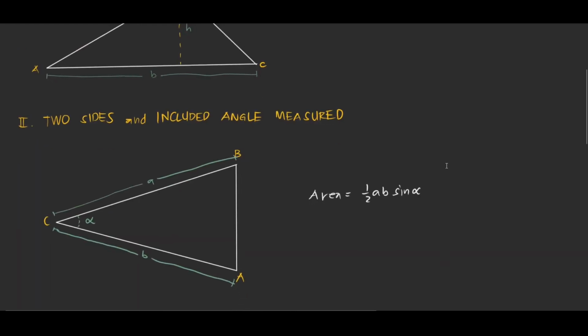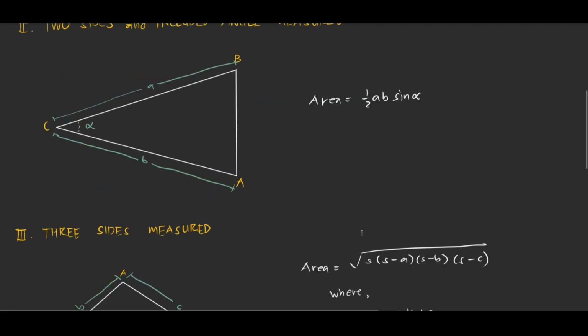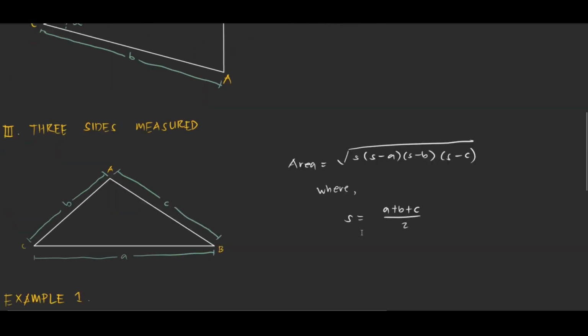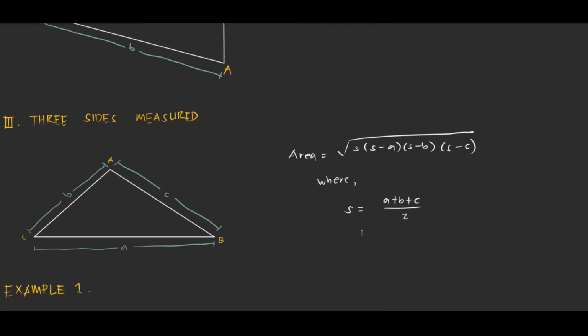So this is just a sort of review. So we have two sides and included angle measured. So the included angle here is alpha right here, and the two sides are A and B. And now the formula is area is equal to 1/2 AB sine alpha. Okay? Okay, finally we have the three sides measured.